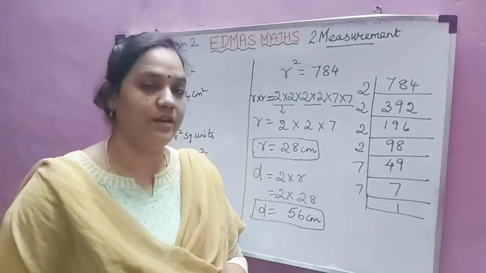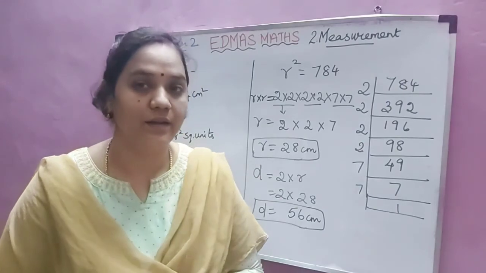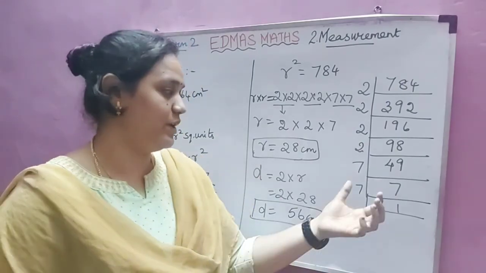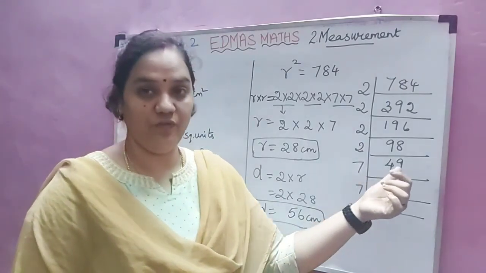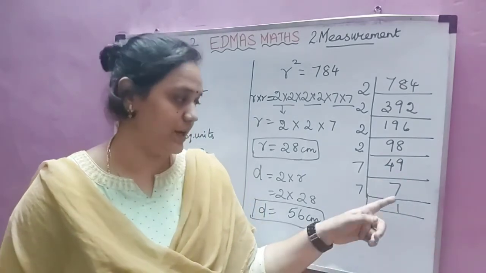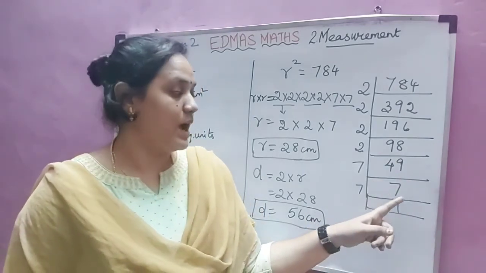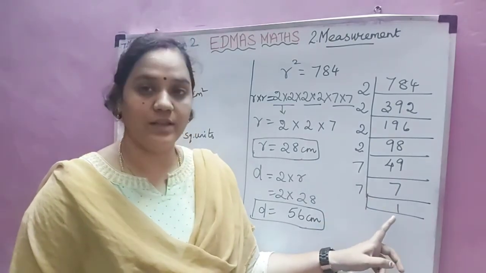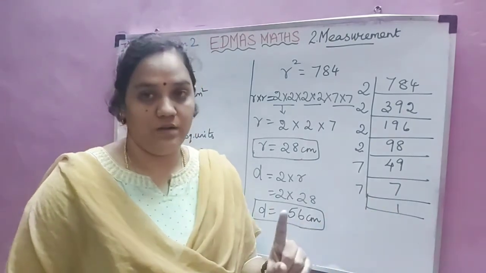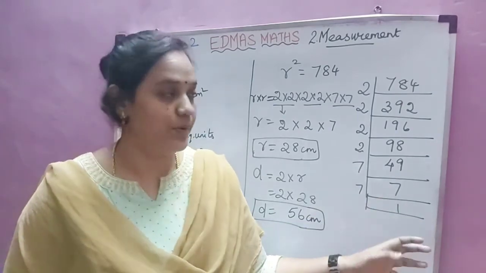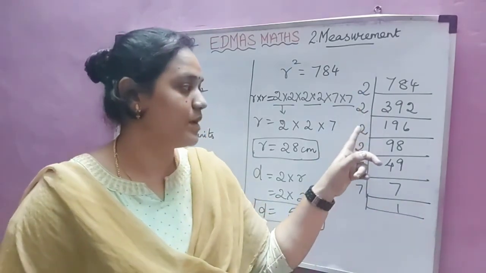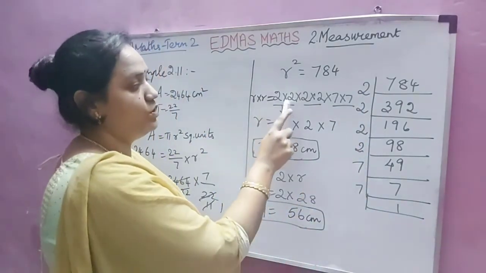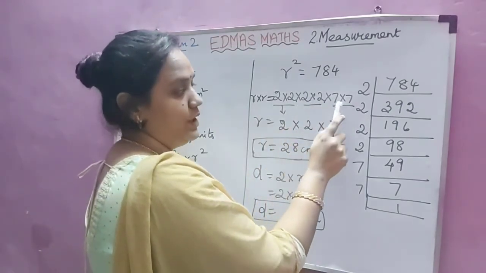So 49 will come only in the 7 table, right? So I used 7 for dividing 49. So 7 7s are 49. So I have written 7 here. Again using the 7 table, 7 is a prime number, I got the value as 1. Okay, up to this we have to stop. And I have written the multiples here: 2 into 2 into 2 into 2 into 7 into 7.